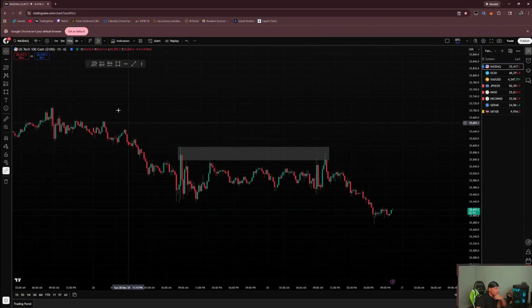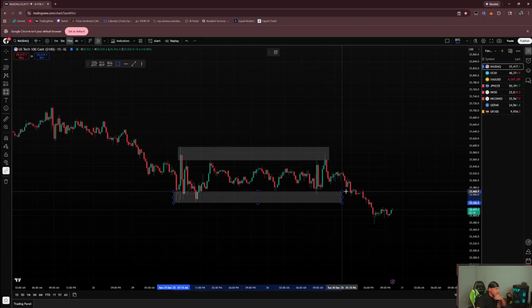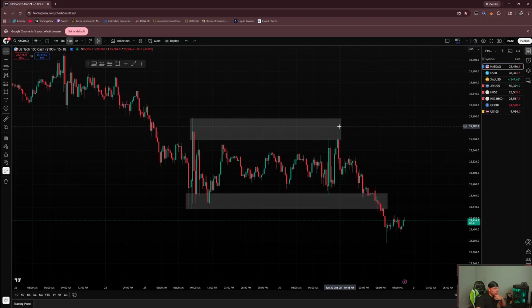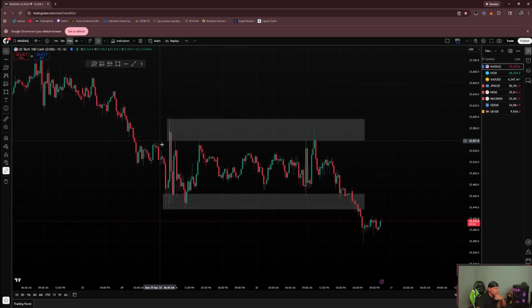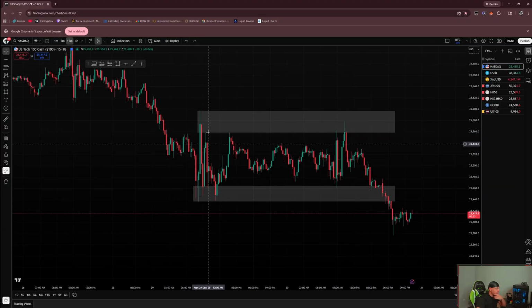Got a support resistance zone, and got a nice little support zone. Again, this area is called consolidation as well. When it's just bouncing between support and resistance, it's called consolidation. We came down, pushed up, rejected off, came back up, rejected off. So it made me draw a support and resistance.